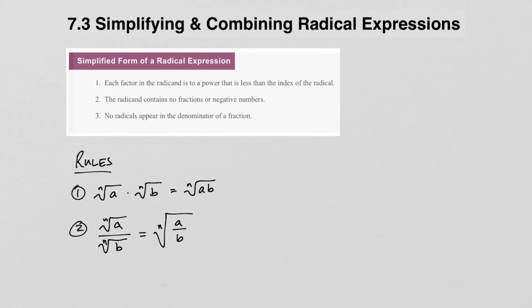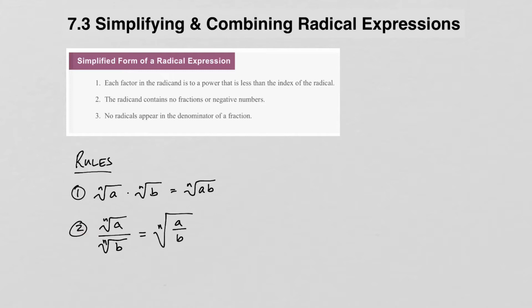Now, there are two rules that we use to simplify radicals. The first rule is that the nth root of a times the nth root of b is equal to the nth root of a times b. Now this rule says you can multiply two radicals together into a single radical as long as they have the same index, or you can take a radical here and you can pull it apart into two separate radicals. What you do just depends on the situation.